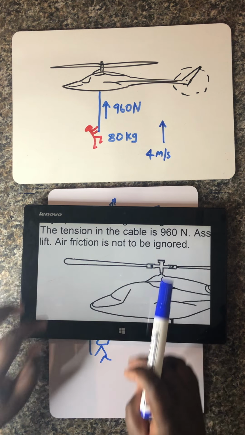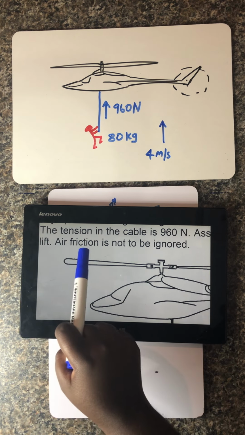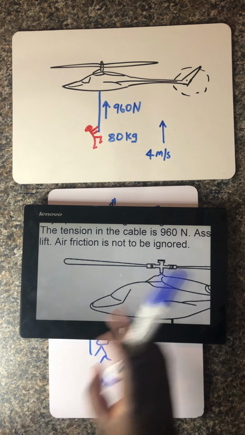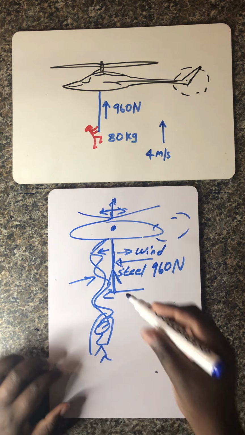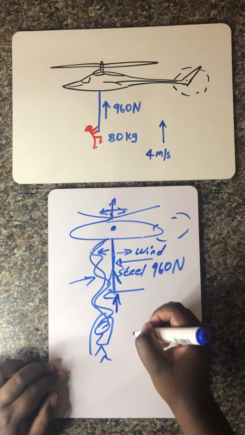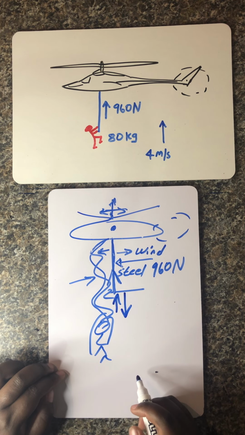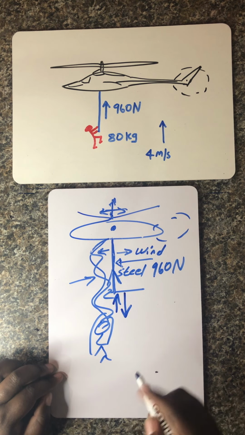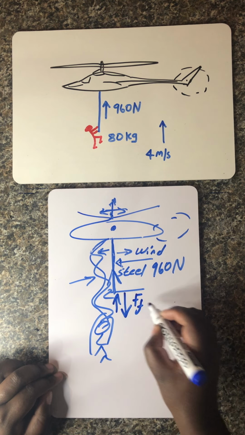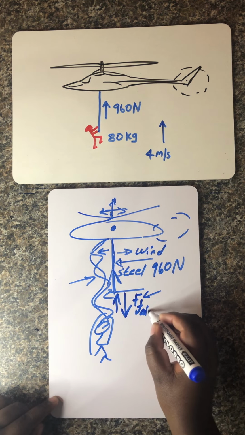I know in most of the questions they would say air friction to be ignored. But in this case they say air friction is not to be ignored. This is very, very much important, ladies and gentlemen. It's massively important. That means as this soldier is being lifted upwards, there is a friction as a result of air. Not sure if you understand, ladies and gentlemen. There's a friction as a result of air.